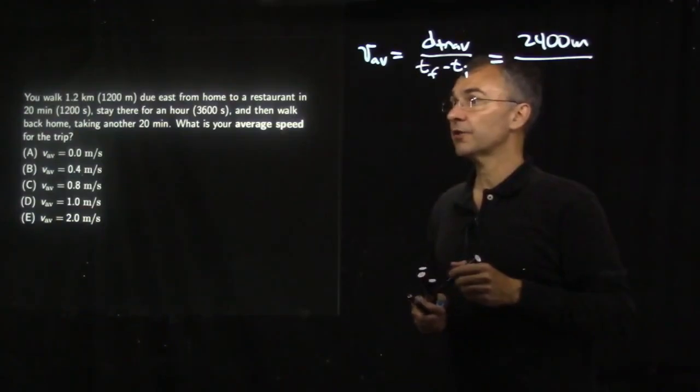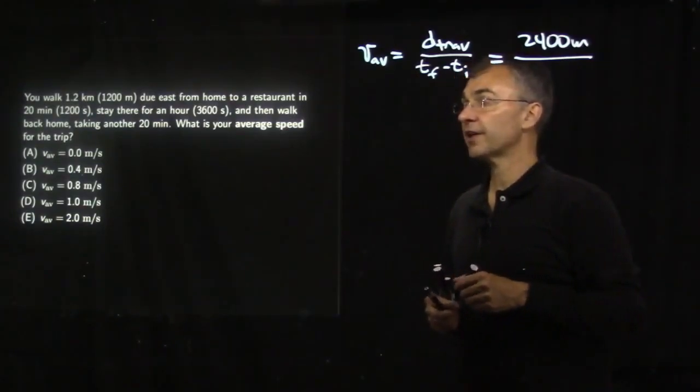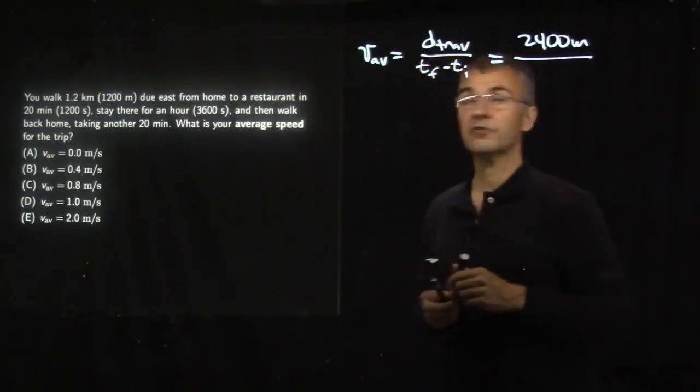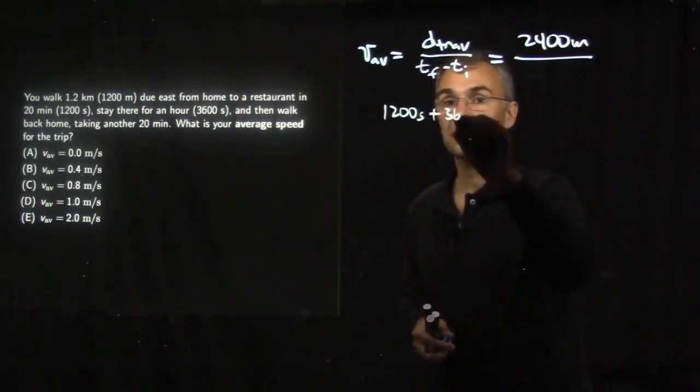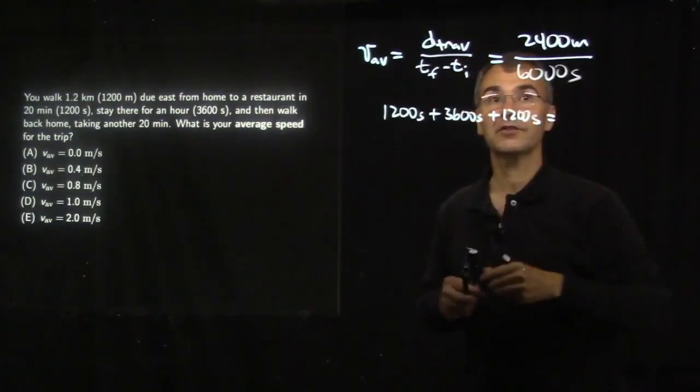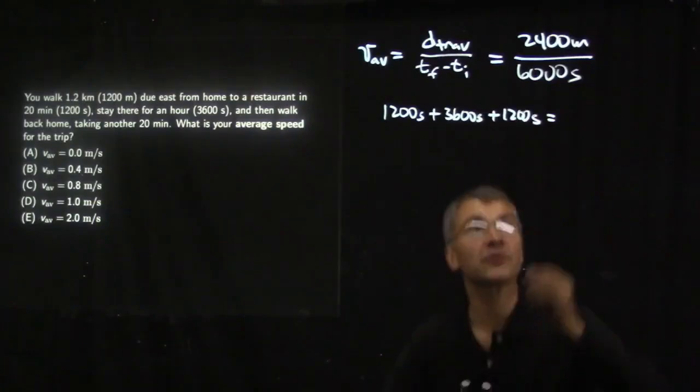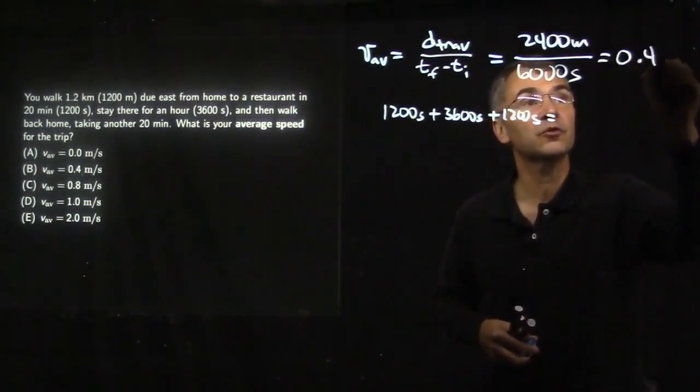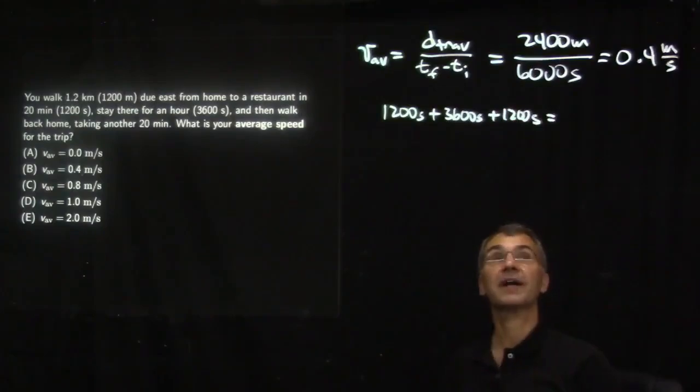The total time is 1,200 seconds plus 3,600 seconds plus 1,200 seconds. So you add those and you get 6,000 seconds. So you take 24 divided by 6, which is 4. So this is 0.4 meters per second, my average speed.